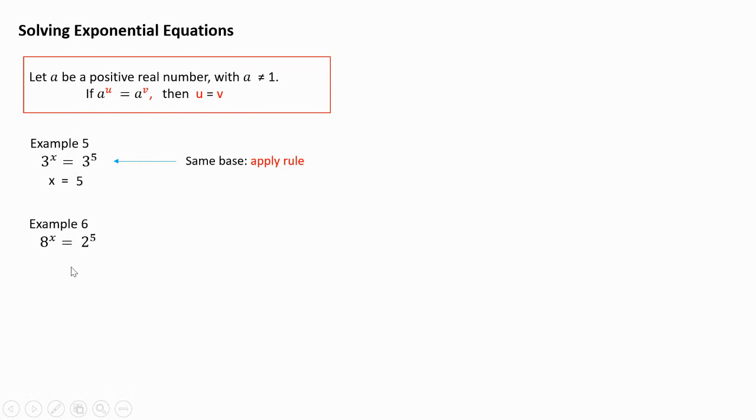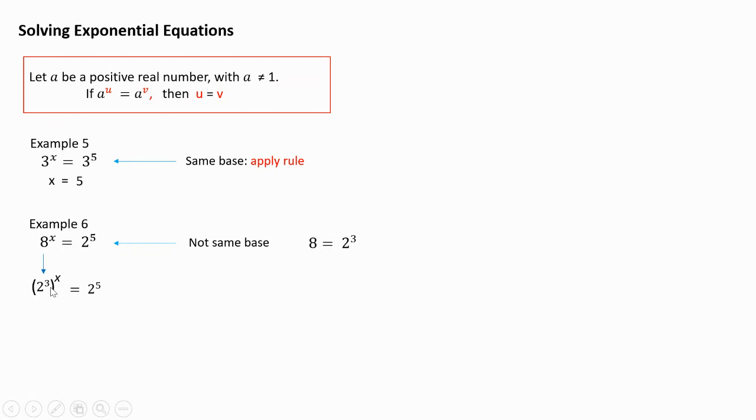Example number 5 was basic, but they get a little more challenging. For example number 6, 8 to the x power equals 2 to the fifth power. If you notice, the 8 and the 2 are not the same base, so we have to simplify the 8 or the 2. In this case, it's going to be the 8, because remember, 8 equals 2 to the third power. So we substitute 2 to the third power for the 8, and we have the exponent x, equals 2 to the fifth.